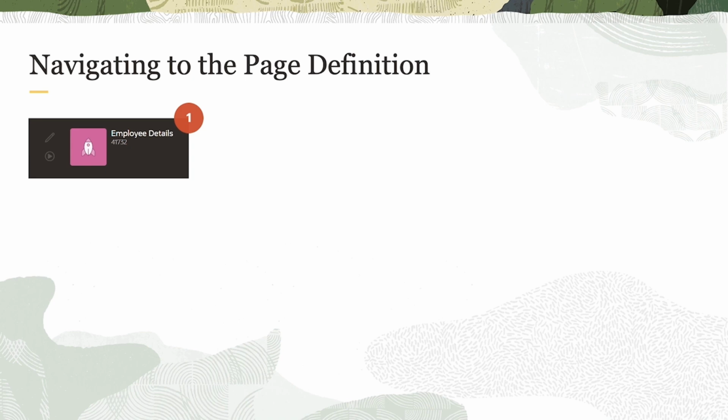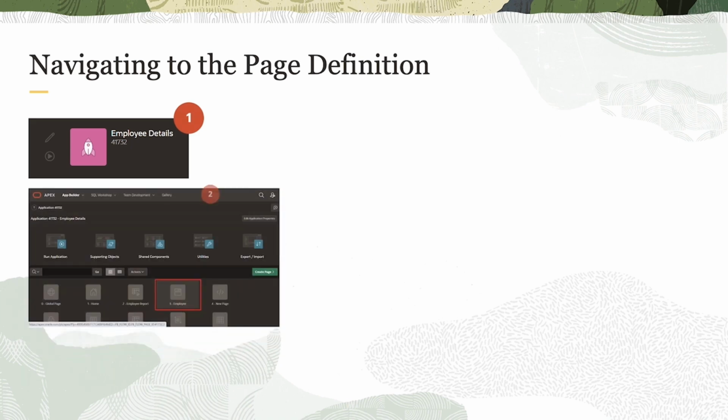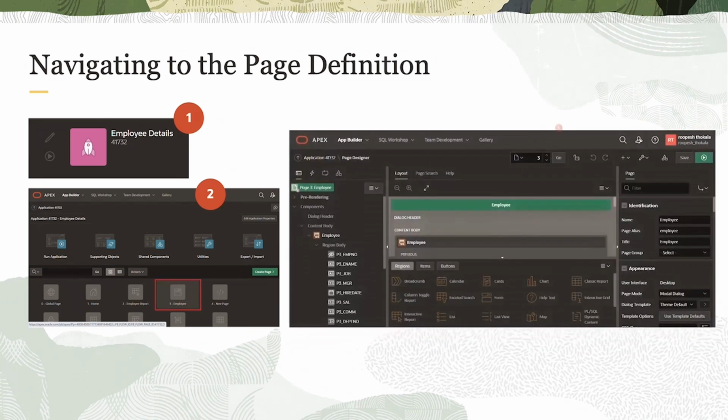Page Designer is a fully featured integrated development environment that includes a toolbar and multiple panes. So to view the page definition in the page designer, you need to go to your workspace homepage and click on the app builder icon. Then when you select the application in step 1, you then select a page you want to edit in your application in step 2. In step 3, you can see that the page designer appears.